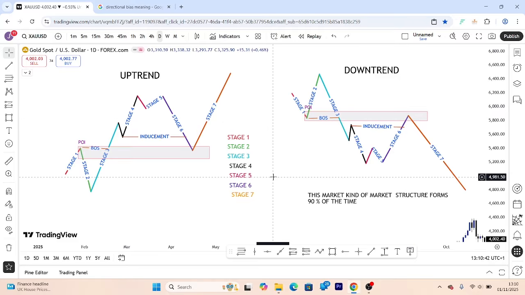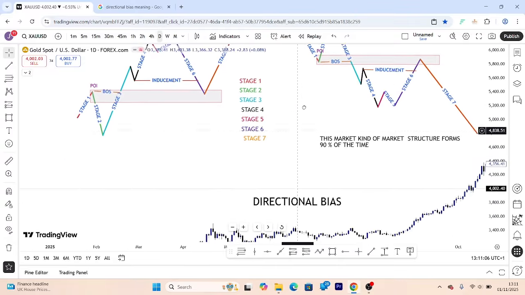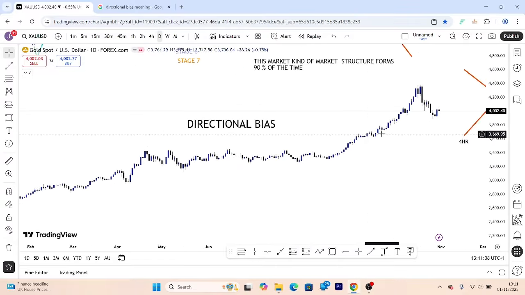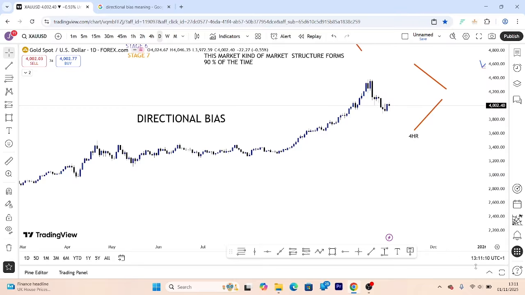So this is how you get your directional bias. First of all, you need to understand market structure. And this market structure I've shown you right now forms 90% of the time across all the pairs, right? So I would recommend you capture this, snap it or screenshot it, so that you're able to cram it and understand it. So now let's put this into application.